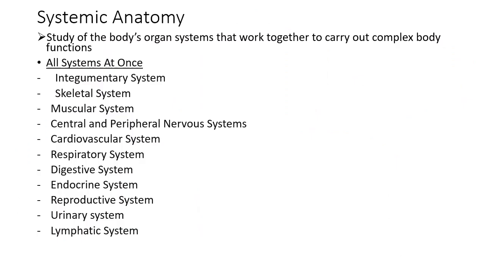Okay. Now, the next division is simply systemic anatomy. Systemic anatomy is the study of the body's organ systems that work together to carry out complex body functions. So you look at the structure of the body according to their systems, such as the integumentary system for the skin, the skeletal system, muscular, central and peripheral nervous system, the cardiovascular system, the respiratory, digestive, endocrine, reproductive, urinary, and lymphatic system. You study these systems according to systemic anatomy.